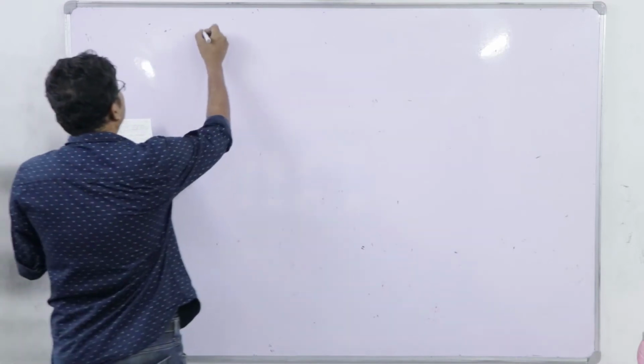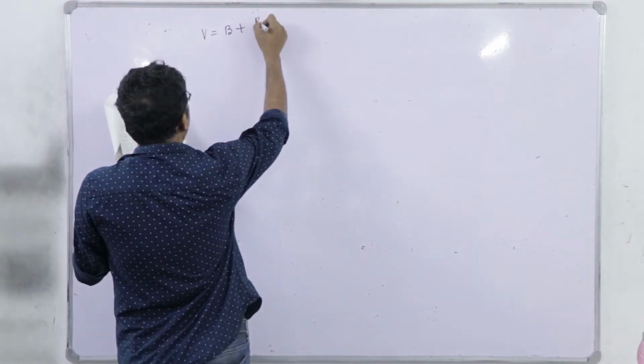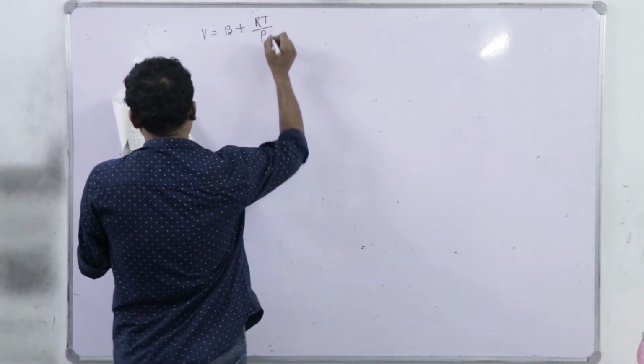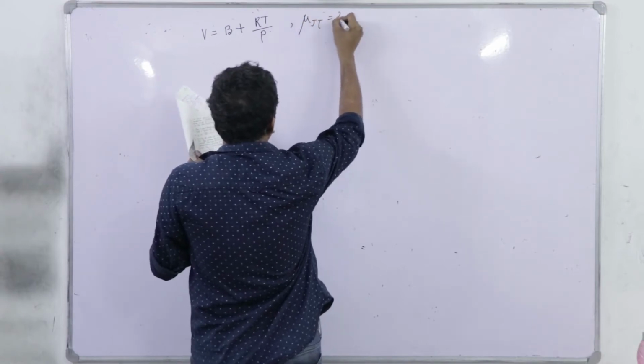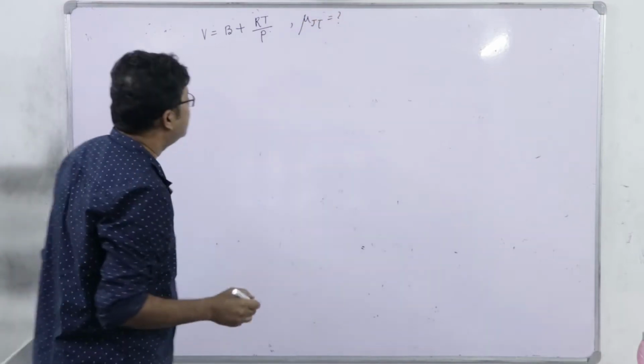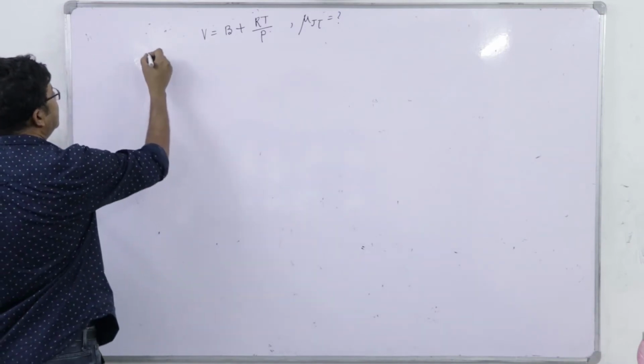For a gas following V equal to B plus RT by P, calculate the Joule-Thomson coefficient. Right. So, I forgot the expression of the Joule-Thomson coefficient, what it is. So, I will derive it.